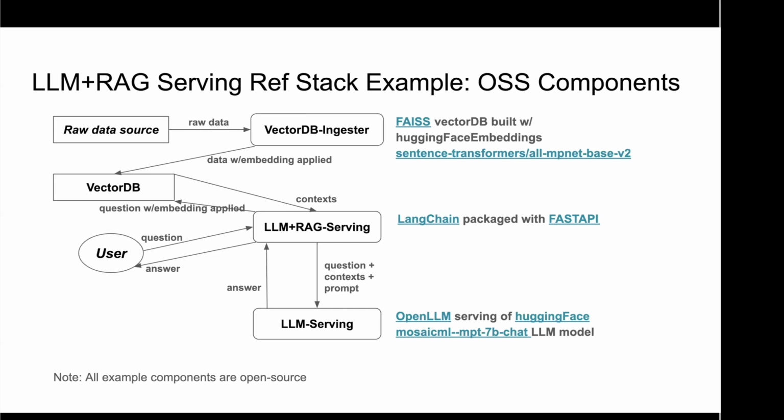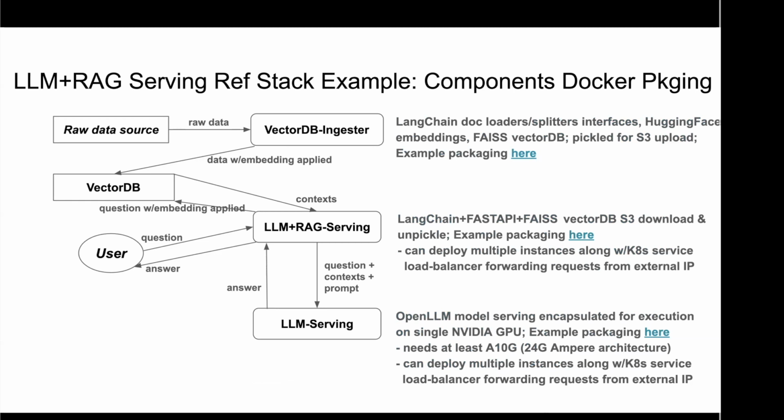So for the raw data source and the vector database itself, the ingester, in our example, we can use FAISS, which is a vector database built with Hugging Face embeddings. And then for our embeddings, as a raw data source, we've got some Hugging Face embedding. For the LLM and RAG serving component, we can leverage LangChain. On the bottom end there, for the LLM, we can use OpenLLM and leverage Hugging Face LLM model, the MosaicML one. Since we're going to be deploying everything in Kubernetes, we need to make sure that we've got everything that we can put into containers.